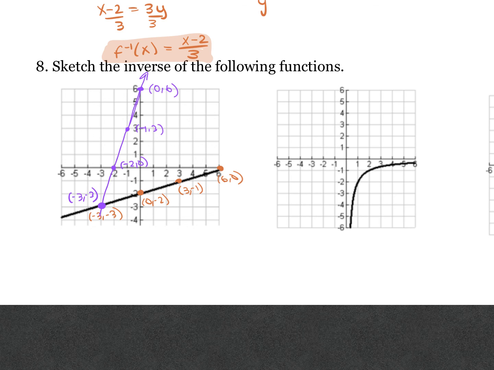Okay, and you should make this a straight line with a ruler, but I can't do that on this iPad. So that's what it looks like. Okay, so try the other graphs, and that's it.